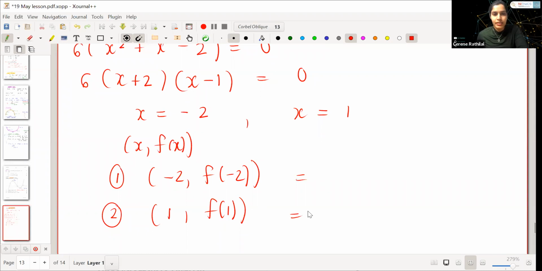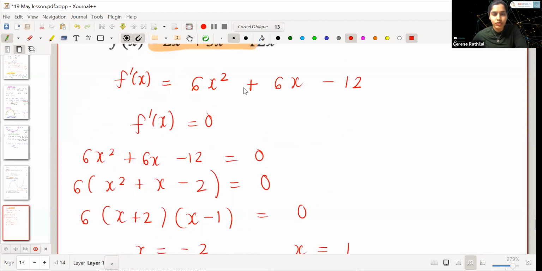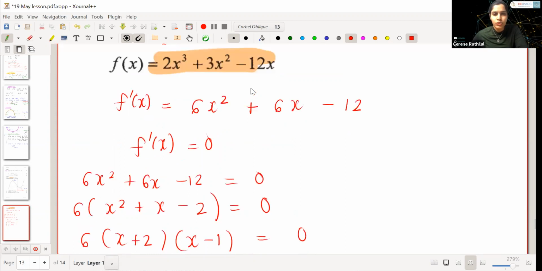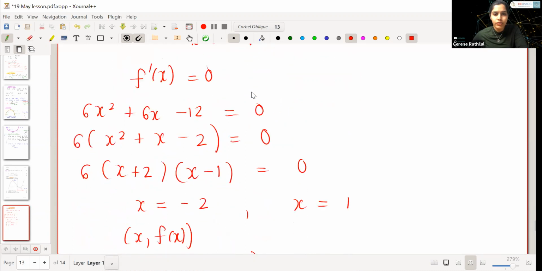Okay, so what is that going to be? Let's plug -2 into the original function. Right, where's the original function? There it is here. So if I plug in -2, that gives me -16 plus 12 minus 24. Do we get +20?